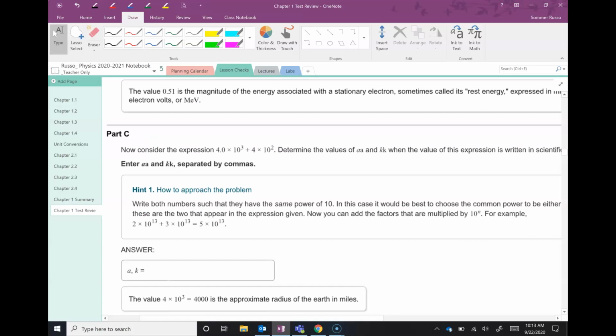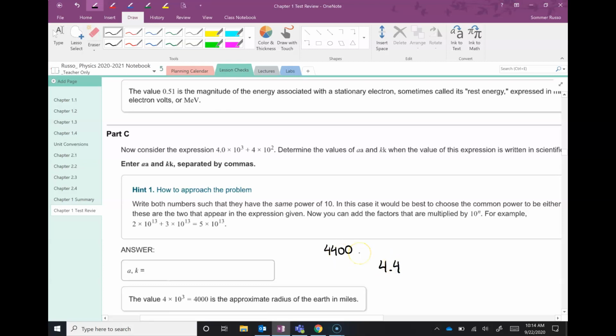All right, this one's having you do the same thing, but we are doing some addition first. So we have 4.0 times 10 to the third plus 4 times 10 to the second. We're adding those. So we do get the fact that 4400 is our answer. We want this in scientific notation. So we're going to put it in scientific notation.